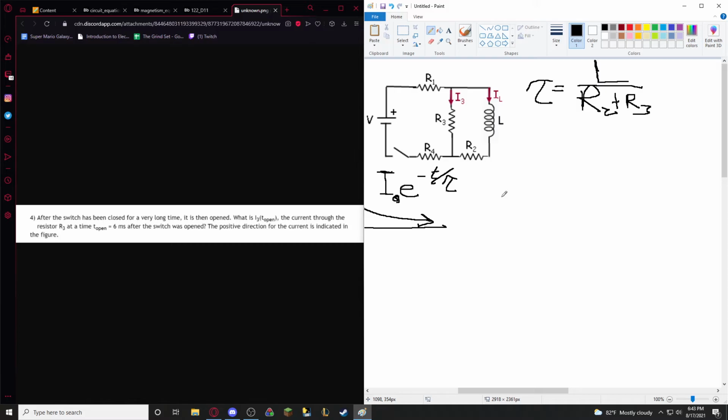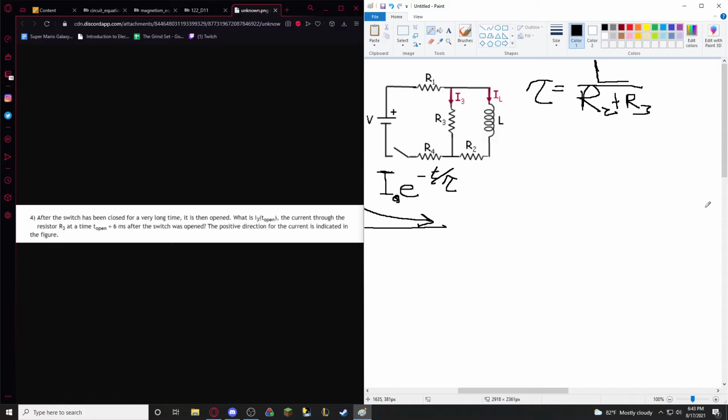Exactly. And not 0.1, but 0.0000000 a million zero. But yeah, you're right. It's going to be the exact same as before the switch is open. So essentially, we need to calculate what IL would be if the switch is closed and it's been closed for a long time. How do we do that? Well, first of all, what does the inductor act like when the switch has been closed for a very long time? A wire, correct? Exactly. It acts like a regular wire.